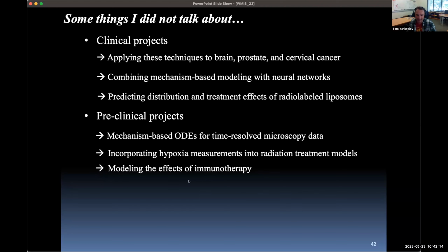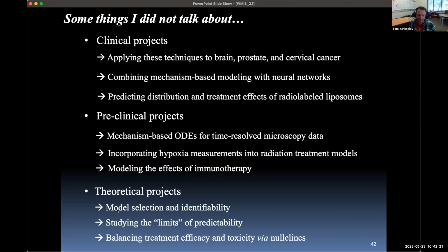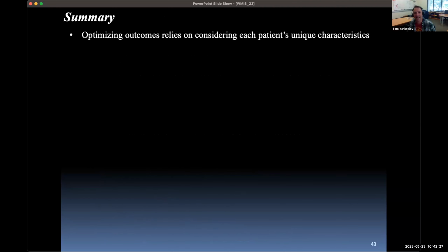And then we've started modeling the effects of immunotherapy. We're probably behind the curve on this, but it's a difficult thing. And then we have lots of theoretical projects, working on model selection, identifiability, and so forth. All right, so the summary: optimizing outcome relies on considering each patient's unique characteristics.